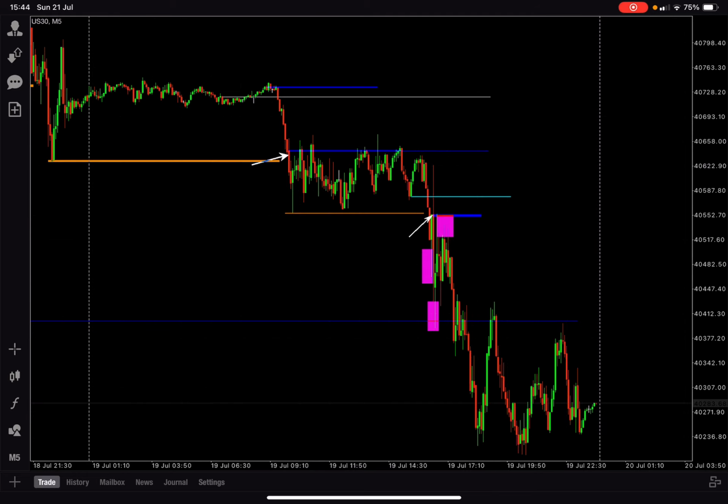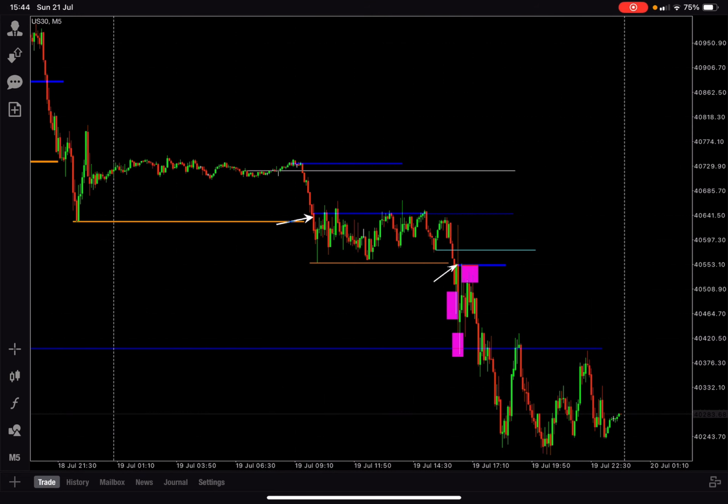Hope that helps. There wasn't really any other trades on Friday. Most trades were available in the New York session, and that is mainly because we consolidated sideways during the London session. So hopefully that helps.